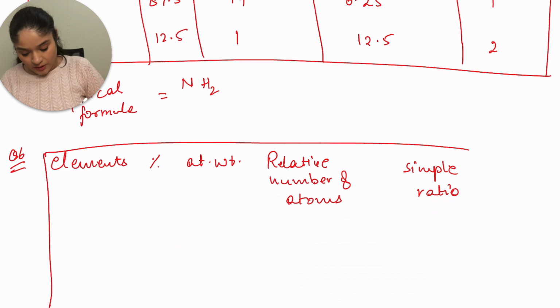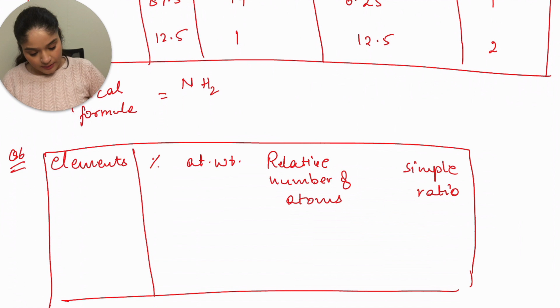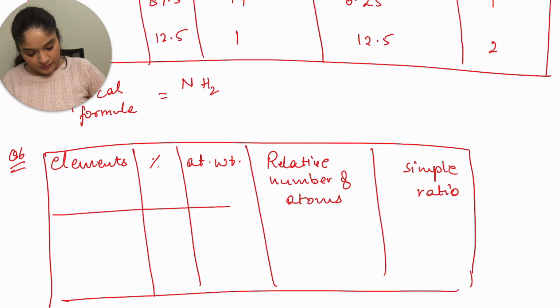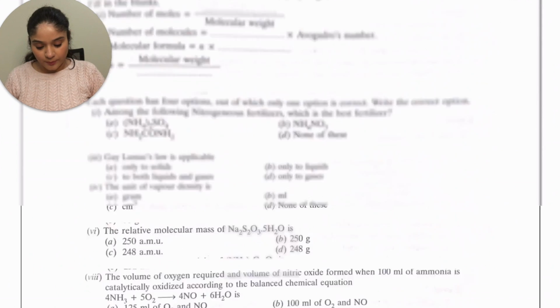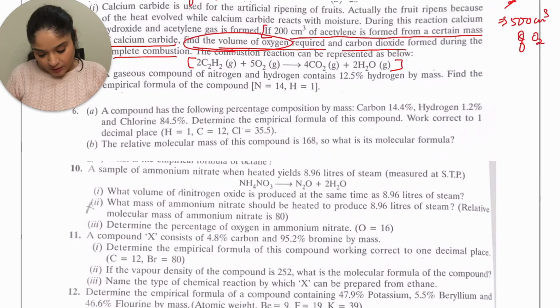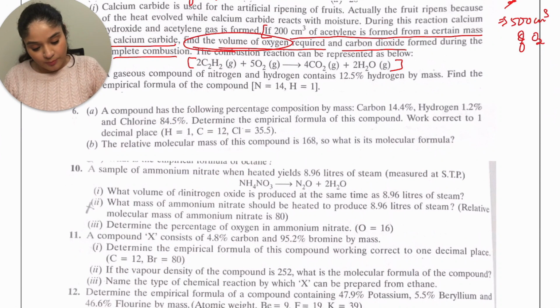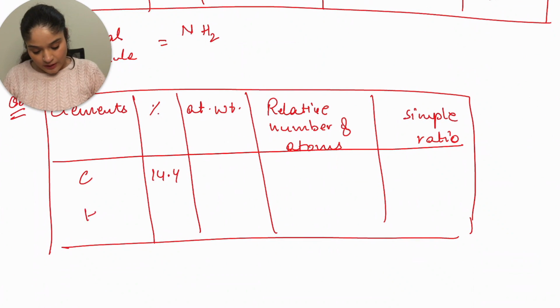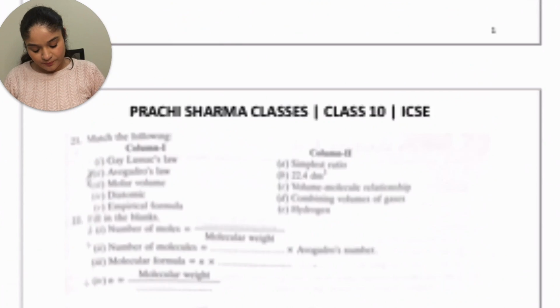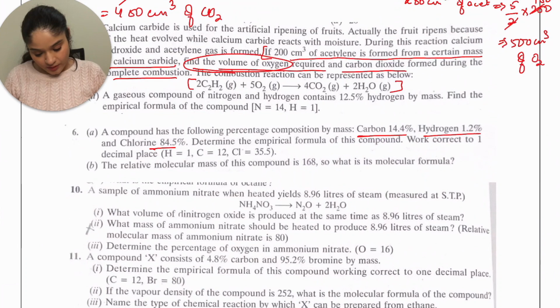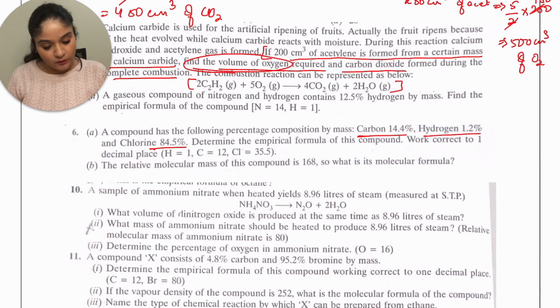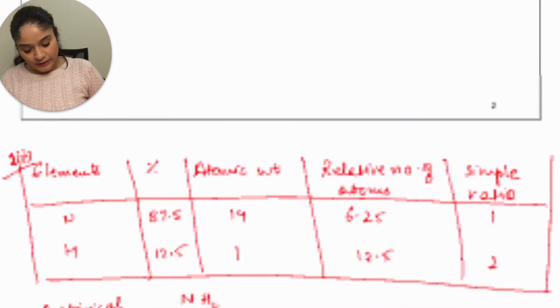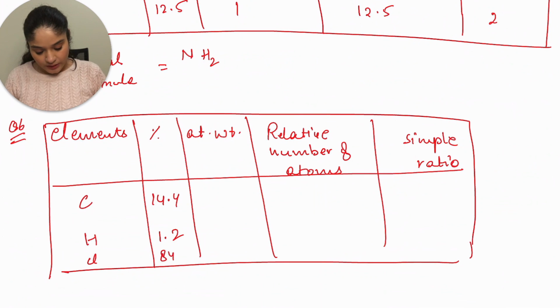Now let me make the whole table. Now I do have carbon with me. What else did they say? So a compound has the following percentage composition by mass: carbon 14.4, hydrogen 1.2, and chlorine 84.5. Determine the empirical formula of the compound. Work correct to one decimal place. Okay, so we have chlorine 84.5.